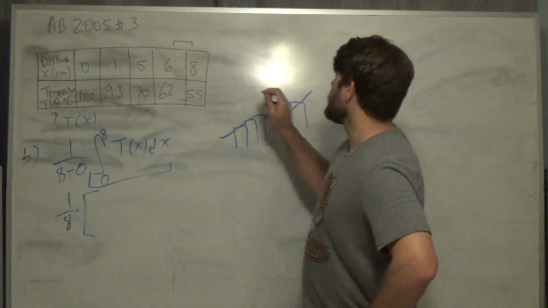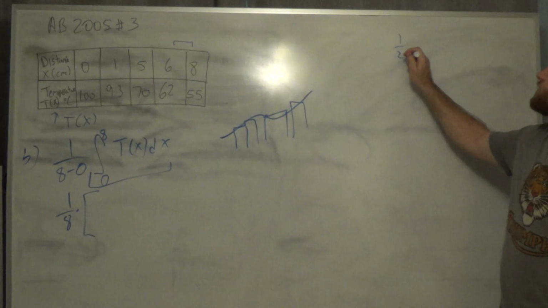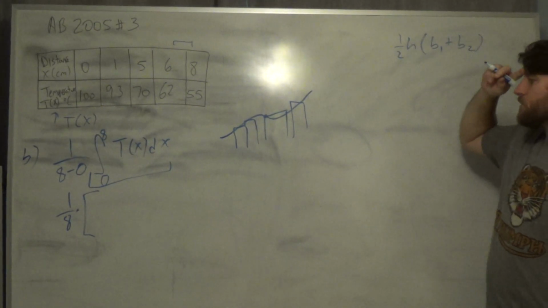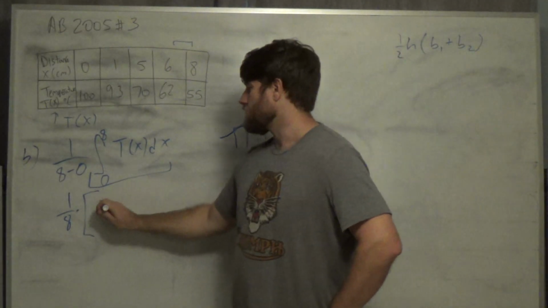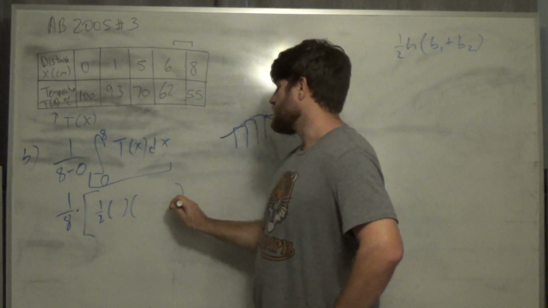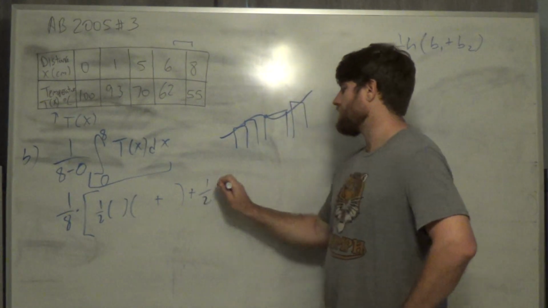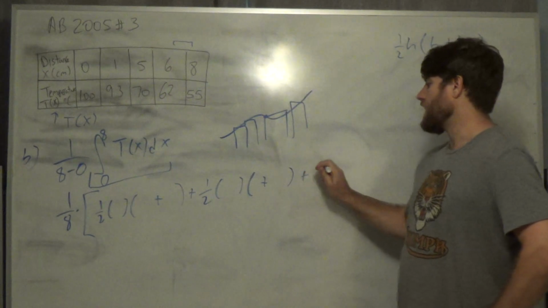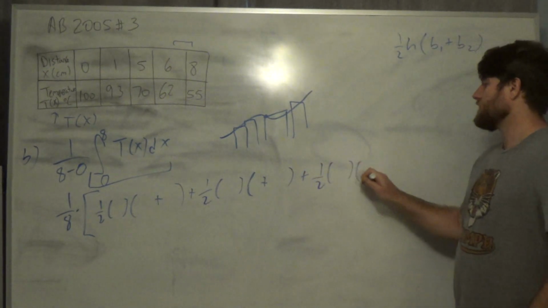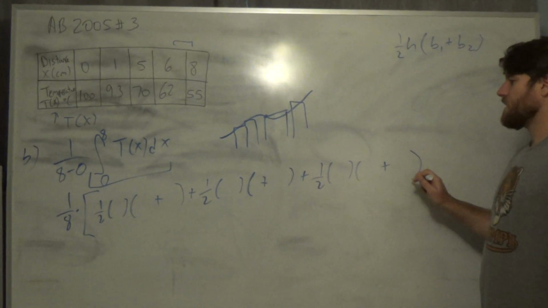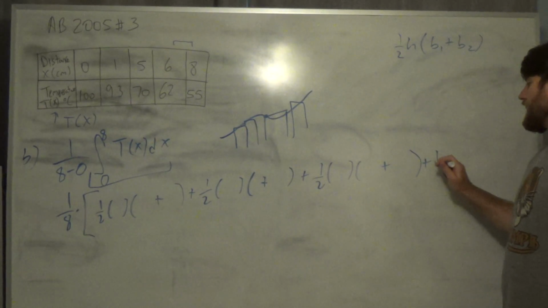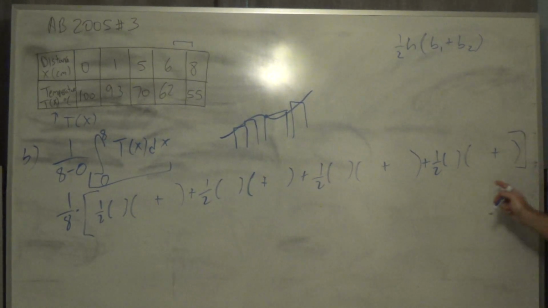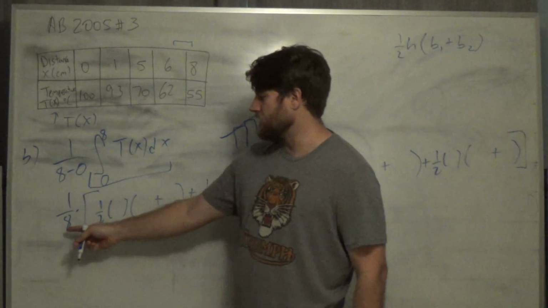So a trapezoid formula is 1/2 height, base 1 plus base 2. So for each section, we're going to do this. So it's 1/2 times height, base 1 plus base 2, 1/2 times height, base 1 plus base 2, 1/2 times height, base 1 plus base 2, and we might need one more, I think. 1/2 times height, base 1 plus base 2. Now notice it's all in brackets, or it could be parentheses, and then 1/8 times all that.